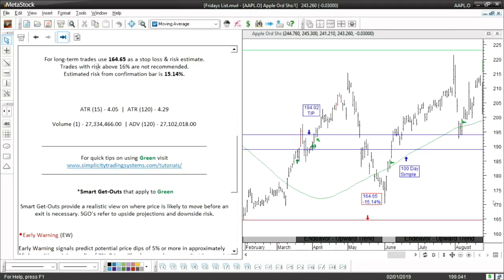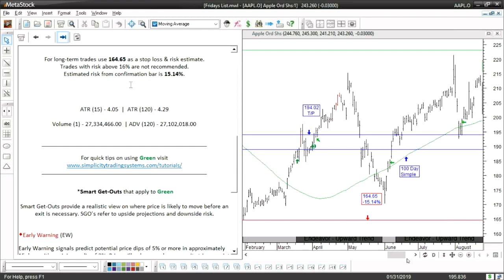For a long-term trade, use 164.65 as a stop loss and risk estimate. You can see I put it on the chart right here. I always put the risk on my chart, and it's very important that we do this. Trades with the risk above 16% are not recommended. Okay, that's given us a good clue. Estimate risk from the confirmation bar is 15.14%. Okay, it's below 16%. It's a little high, but it's below 16%.